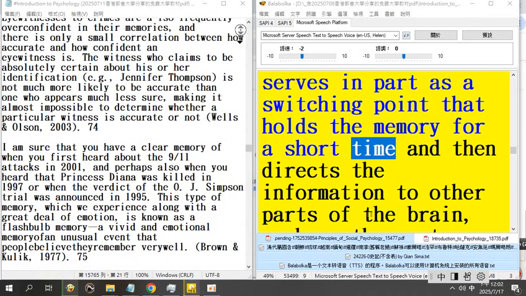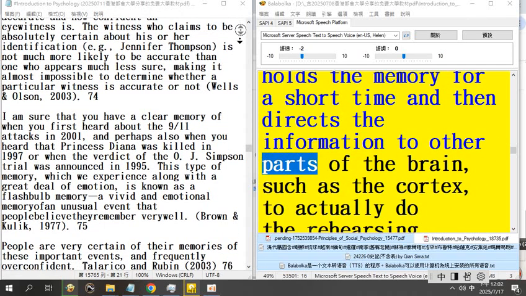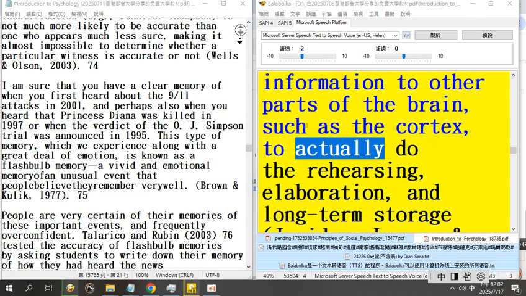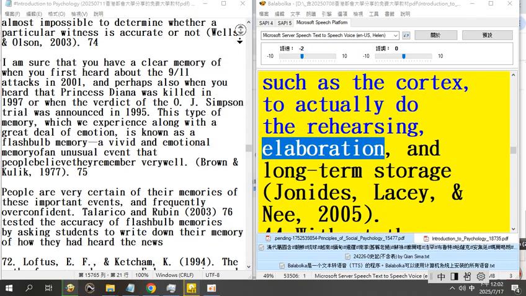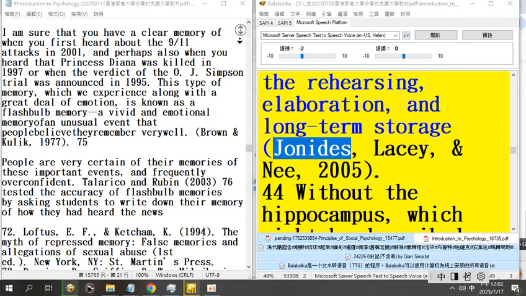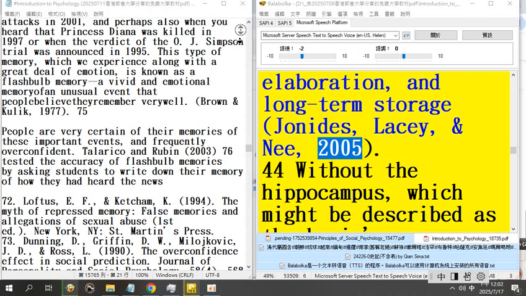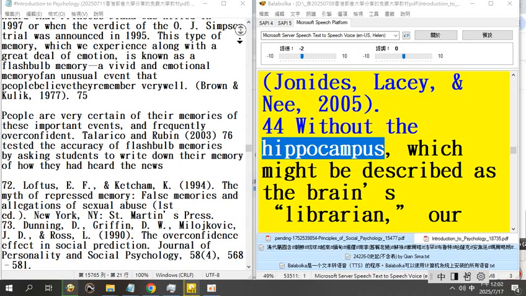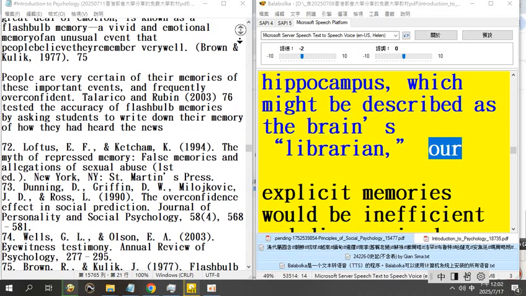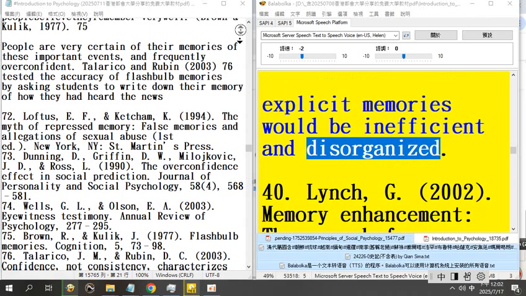The hippocampus also serves in part as a switching point that holds the memory for a short time and then directs the information to other parts of the brain, such as the cortex, to actually do the rehearsing, elaboration, and long-term storage (Jonides, Lacey, and Nee, 2005). Without the hippocampus, which might be described as the brain's librarian, our explicit memories would be inefficient and disorganized.